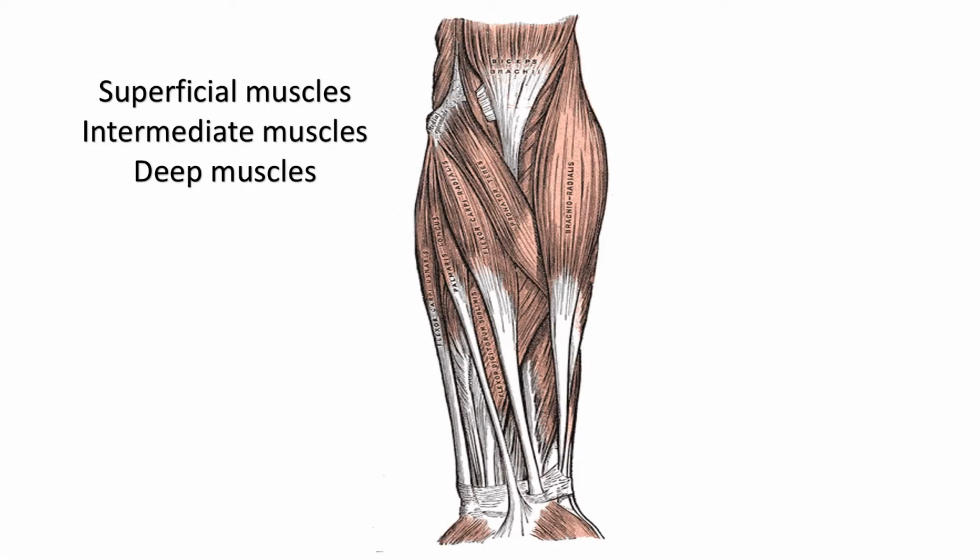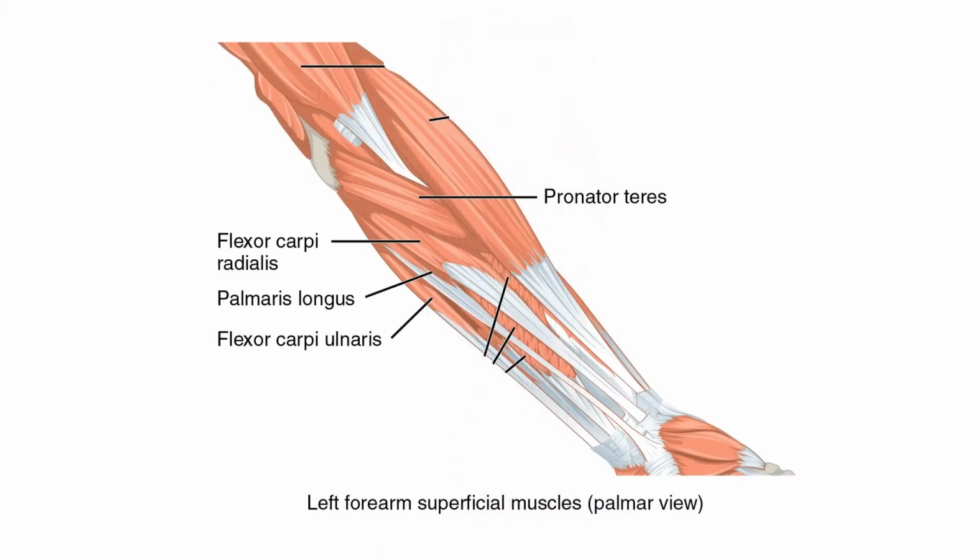Muscles in the anterior compartment of the forearm fall into three categories: superficial muscles, intermediate muscles, and deep muscles. They perform flexion at the wrist and fingers, and pronation. The superficial muscles are flexor carpi ulnaris, palmaris longus, flexor carpi radialis, and pronator teres. They originate from the medial epicondyle of the humerus.